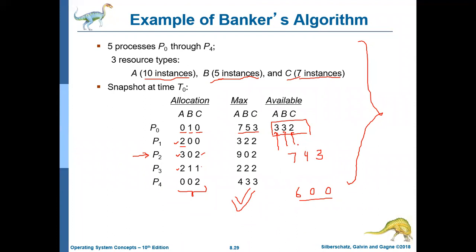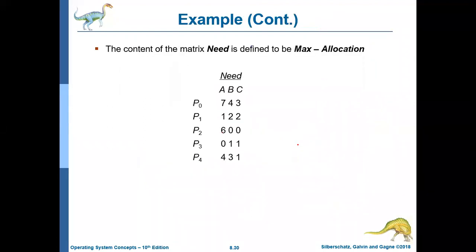On the next slide, I have calculated all the need values. P0 is 7 4 3, P2 is 6 0 0, that we have already checked. So in this way, after subtraction, you can calculate your need matrix.